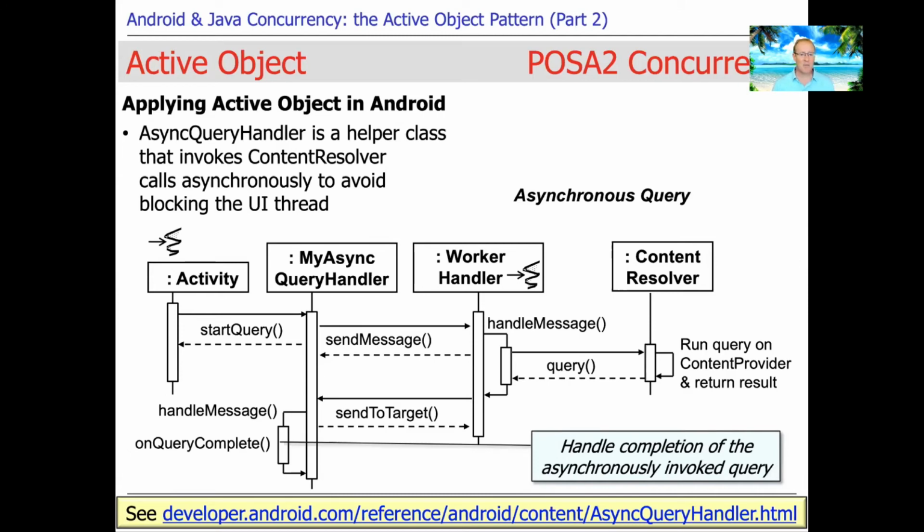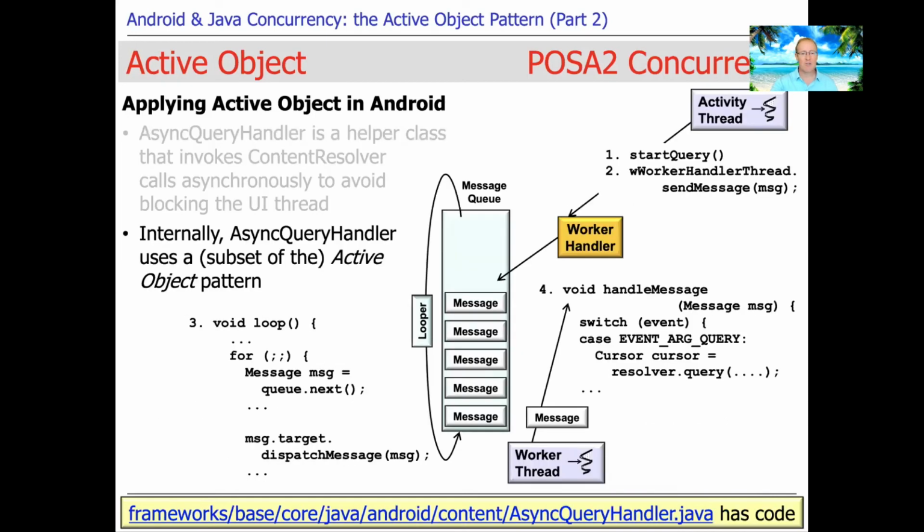And then the activity can pick up that result by its own handleMessage invocation, and it'll invoke a hook method called onQueryComplete. And that's how you get the result from an asynchronous query that an activity makes on the AsyncQueryHandler. This is a really cool example of how the active object pattern is actually used in Android itself in order to avoid blocking overhead for two-way asynchronous calls.